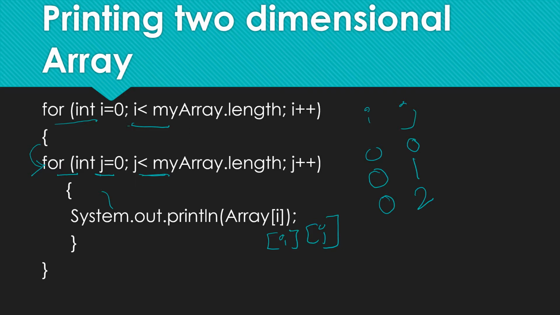For example, if the size of an array is 3, we take the array length as 3. And then i is incremented to 1, and then j is 0, and then i is 1, j is 1, i is 1, j is 2. So this is the way we can print the two-dimensional array. We can use two for loops and print a two-dimensional array.